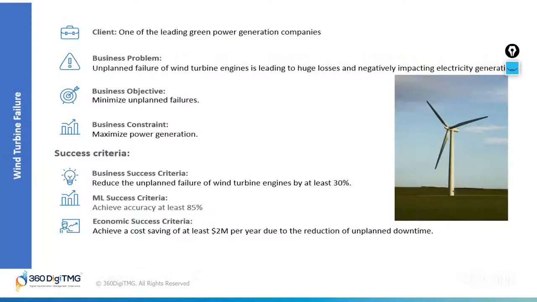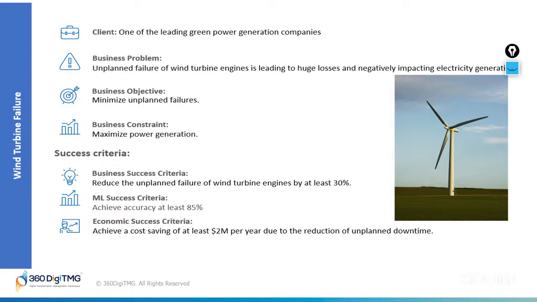So here our client is one of the leading green power generation companies. And our business problem here is that unplanned failures of wind turbine engines are leading to huge losses and negatively impacting electricity generation. For example, every minute a turbine is offline, it translates to loss of megawatt hours and revenues as well.